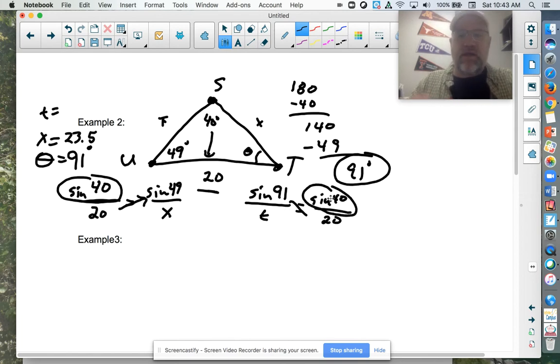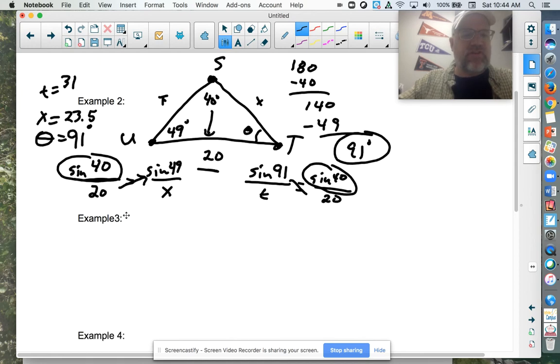All right, so let's see what we get. Let's take sine of 91 times 20 divided by sine of 40 equals, and it gives me 31. Okay, great. Let's go on to example number 3.